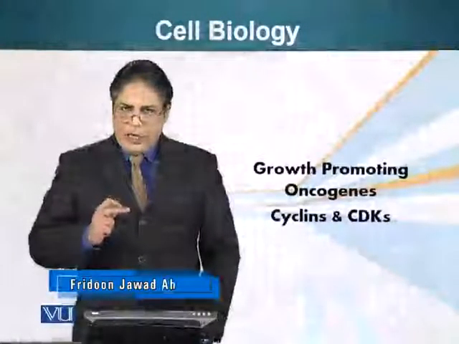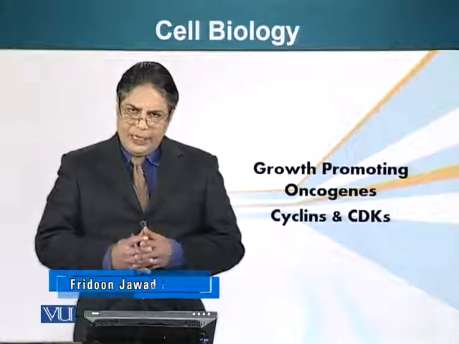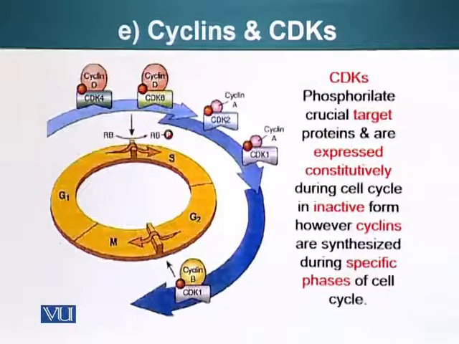We have one more category of growth promoting oncogenes to talk about, genes that code for cyclins or CDKs. So let's look at this, and it's a very important category. CDKs phosphorylate target proteins and are expressed constitutively, meaning that CDKs, cyclin dependent kinases, are always present in the cell. During the cell cycle, however, they are in inactive form. However, cyclins are synthesized during specific phases of the cell cycle.